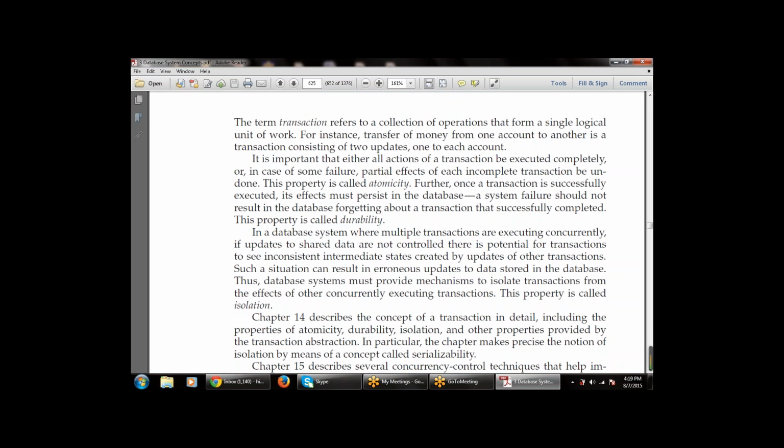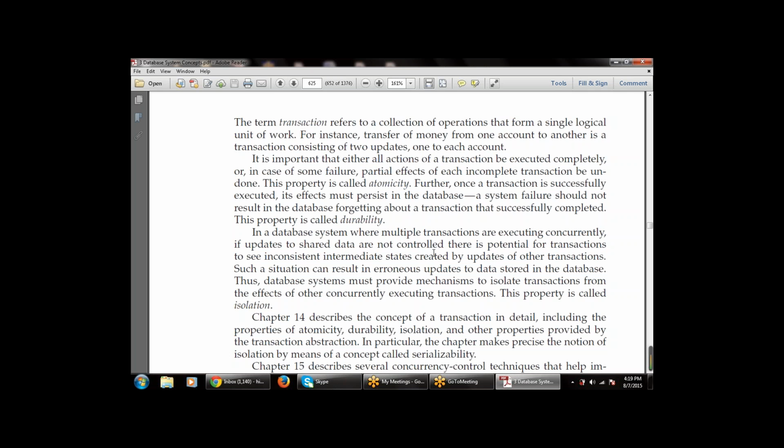In a database system there are multiple transactions, because there is not just one transaction executing at a time. Transferring money, transferring details, logging out, carrying out details: multiple transactions are carried out in a database system. If updates to shared data are not controlled, there is a potential for a transaction to see inconsistent intermediate states created by the updates of other transactions.